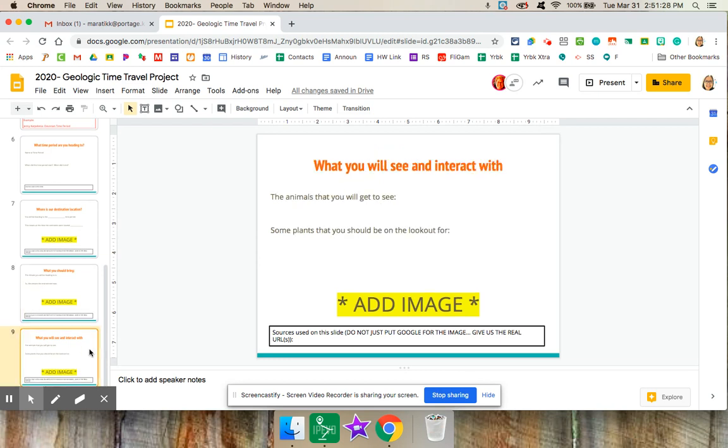And then the last slide, you're looking at things that you would see and interact with there. So the animals that you'll get to see, some animals, plants that you'll be on the lookout for. So what are some animals during this time? What were some plants during this time? Add pictures of each. Please look for any URLs or any pictures you use. You need to find that URL.